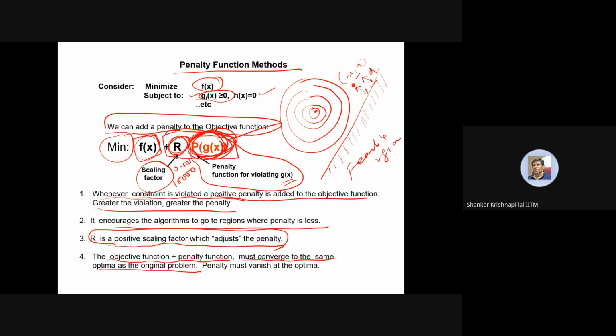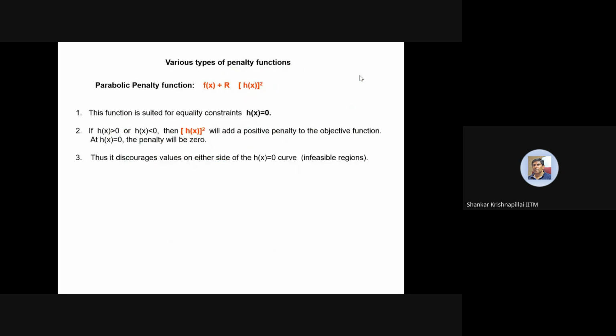Then what the algorithm will try to do is move in the direction of less penalty, and it will enter the feasible region. So this is just the basic logic. We will look in the next slide at penalty functions for various types of constraints.